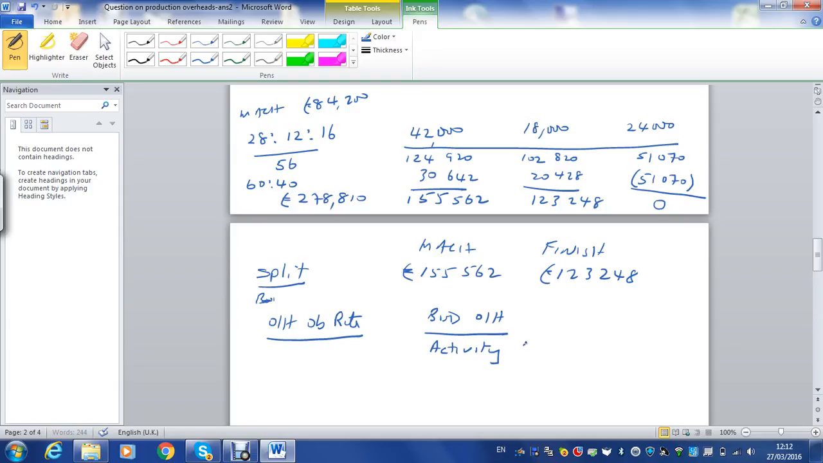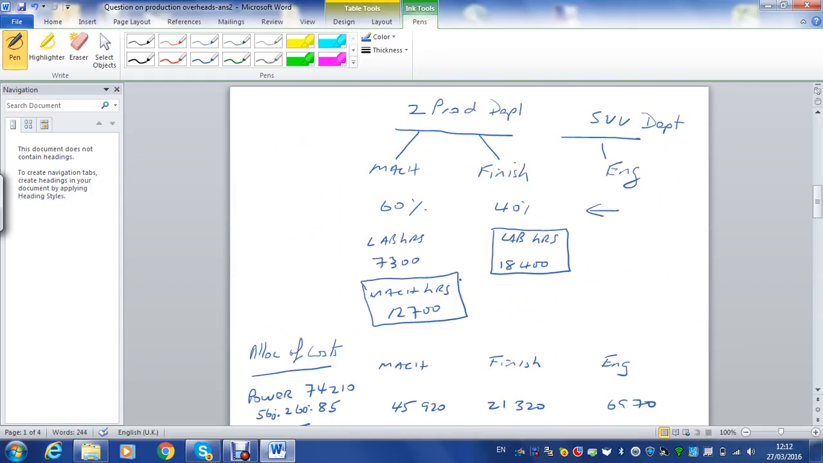Okay, an activity can be hours, and in this case it is hours. It can be labor hours or machine time, etc. There's lots of it. So our budget overheads are 155,562, and we were given 2 bases, and let's just run up to the top here what the bases were. The first basis was machine hours for machine, seems logical, and the other one was labor hours for finishing.